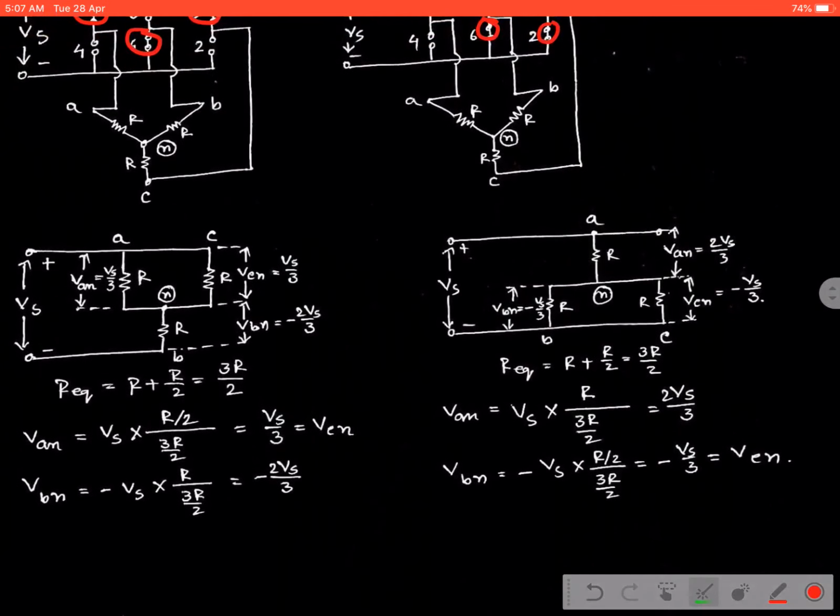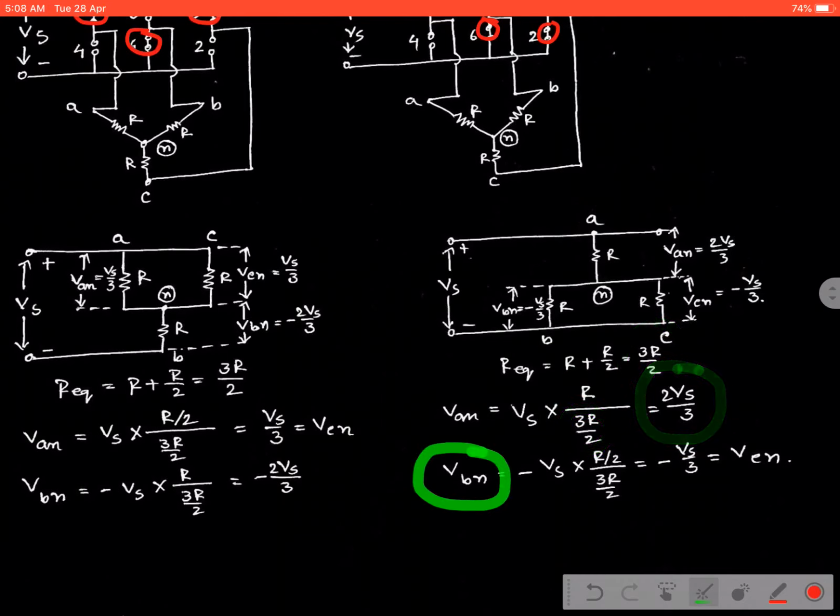So in this case again, from the equivalent circuit diagram, the voltage appearing across the respective R is the potential difference of AN, BN and CN. Again we can calculate the equivalent resistance of the circuit, that is R plus R by 2 equal to 3R by 2, and VAN, that is the supply voltage Vs into the resistance across VAN, that is R divided by the total equivalent resistance 3R by 2, which will give you 2Vs by 3.